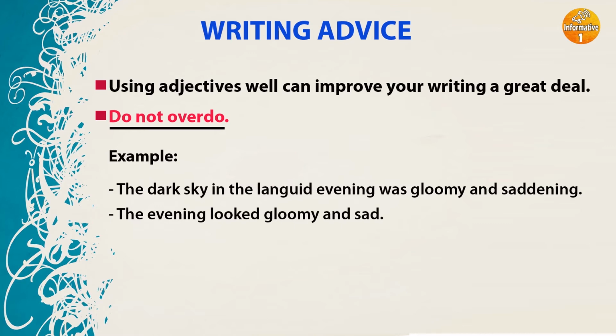For example, the sentence, "The dark sky in the languid evening was gloomy and saddening." Now, this is a perfectly correct sentence grammatically, but you can just say it in a simple way that the evening looked gloomy and sad, for instance.